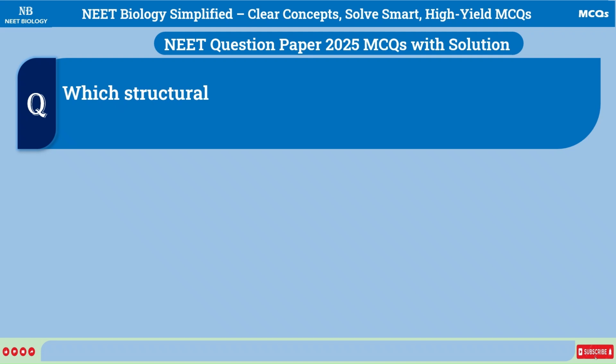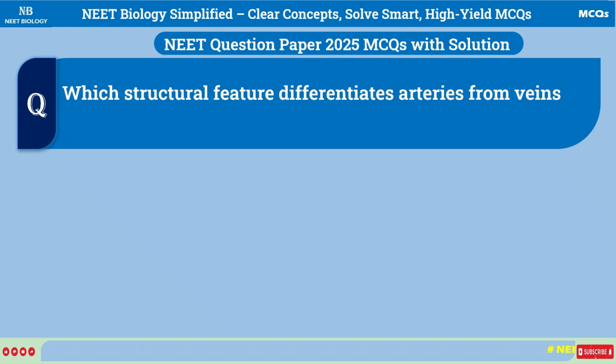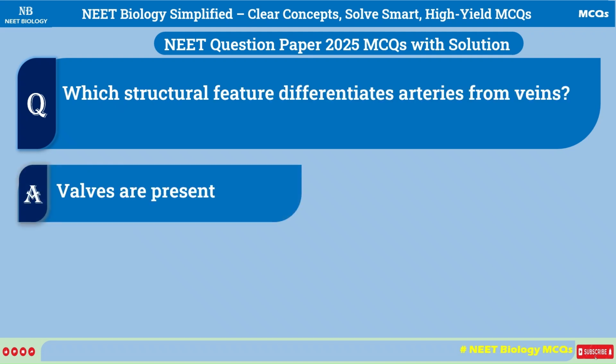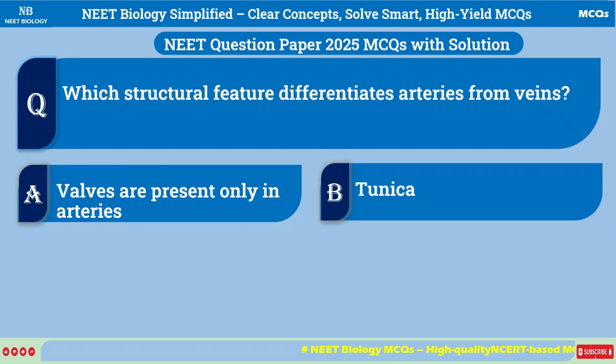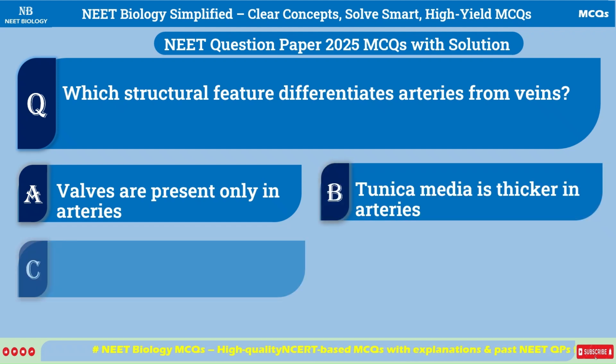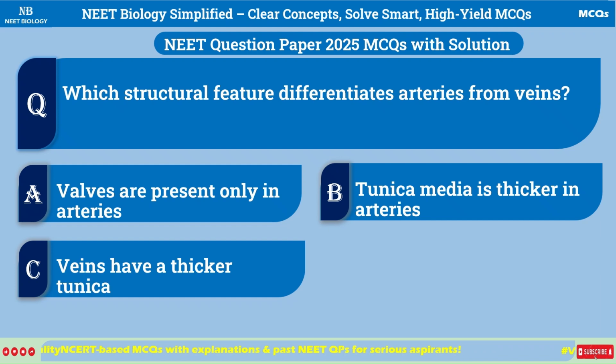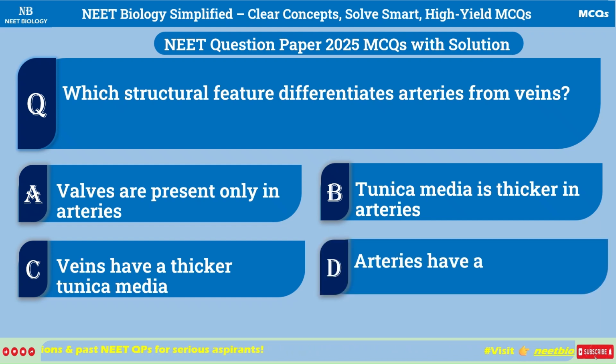Which structural feature differentiates arteries from veins? A. Valves are present only in arteries. B. Tunica media is thicker in arteries. C. Veins have a thicker tunica media. D. Arteries have a wider lumen.